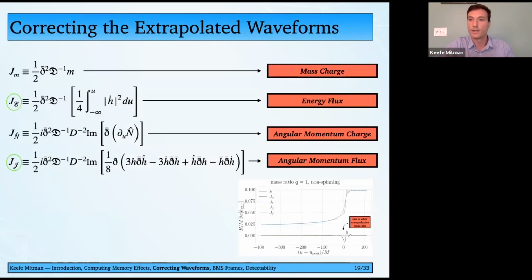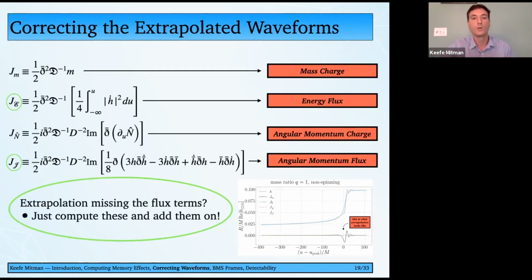Well, if we revisit these equations for these 4 terms, what you'll notice by looking at the flux components is that each flux component only depends on the strain and perhaps the news, whereas the charge terms depend on the Weyl scalars, which typically aren't available in our catalog. What this means is that indeed, we can just compute these flux terms and try adding them back on to the original extrapolated waveforms to see if we get a reasonable expectation for what the memory should be in these waveforms. Granted, this won't be exact, but it should be a pretty decent approximation.